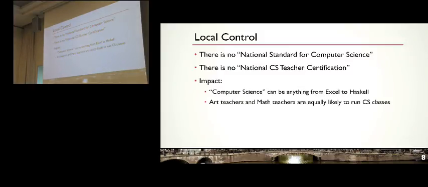Let's say you guys want to build a computer science curriculum that teaches JavaScript or Scratch. Well, guess what? You have no control over who's going to teach it. They could be an art teacher who's never touched a computer or a math teacher with an engineering background. So if you don't know who's going to teach your course, that's a design constraint on what you develop.